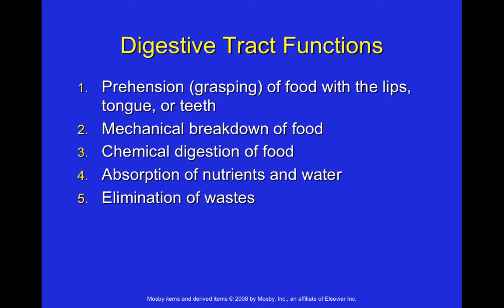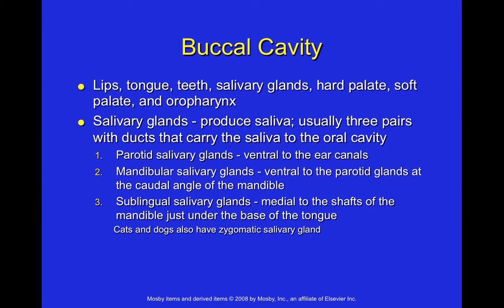So the functions of the digestive tract are prehension, so grasping of the food with the lips, tongue, or teeth, mechanical breakdown of food, chemical digestion of food, absorption of nutrients and water, and elimination of wastes. The buccal cavity is basically referring to the mouth in general. And with the mouth, we have the lips, tongue, teeth, salivary glands, hard palate, soft palate, and oropharynx. The salivary glands produce saliva, and usually there are three pairs with ducts that carry the saliva into the oral cavity.